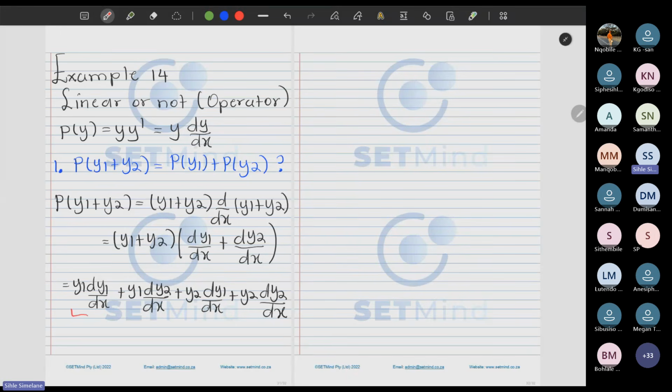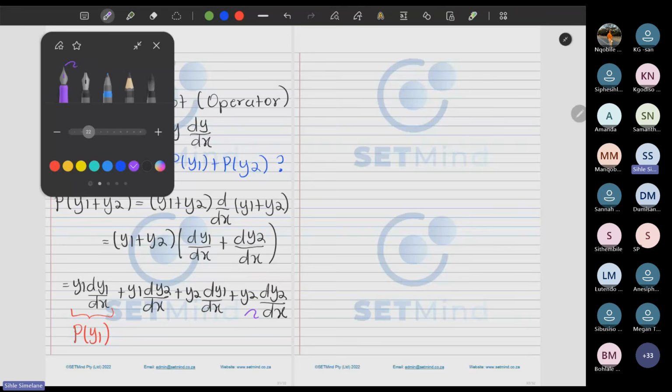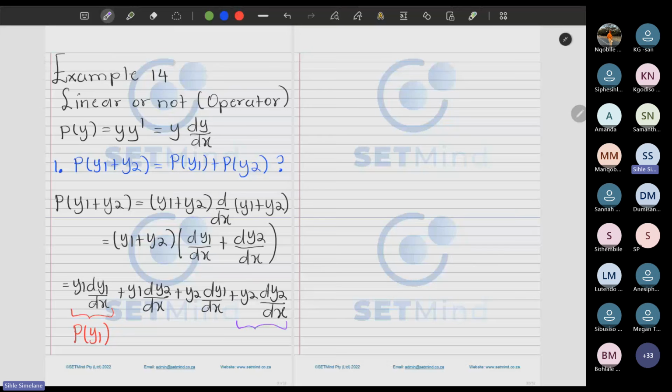Can we agree that the first term is the same as P of y1? Do you all agree? If you do, give me a thumbs up. When you look at our formula, that corresponds to P y1. Okay? Right. And then if you look at the last term, what does it correspond to? Anyone? What does the last term correspond to, guys? P y2.